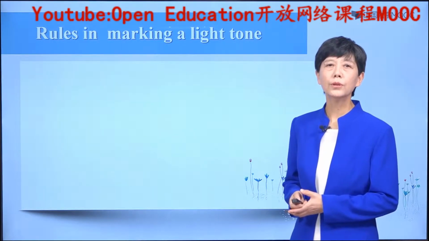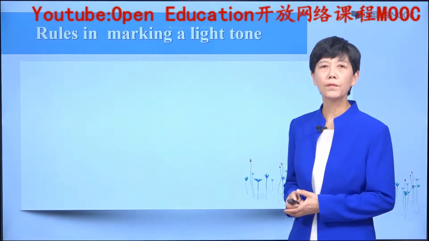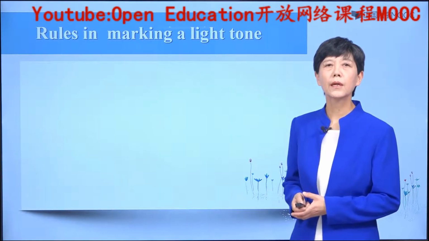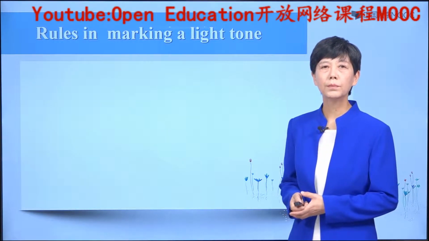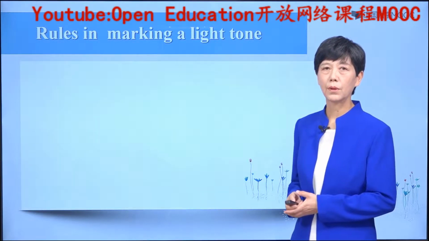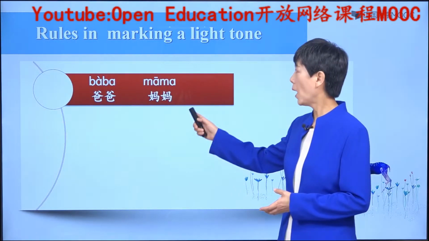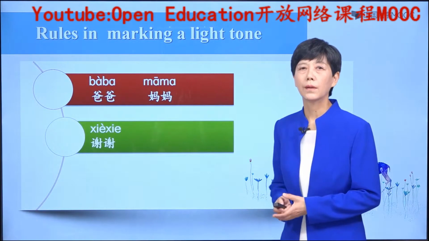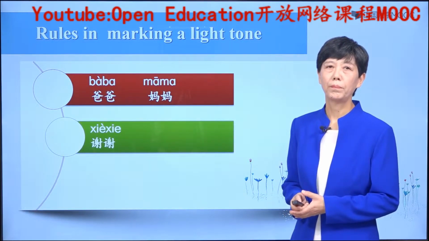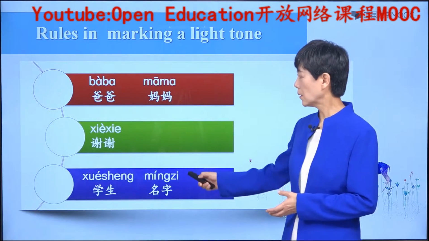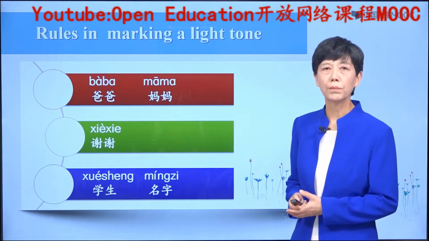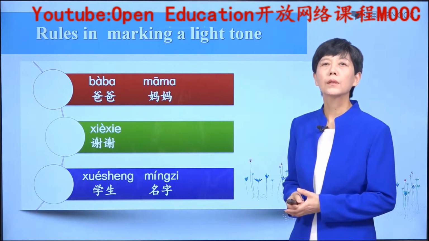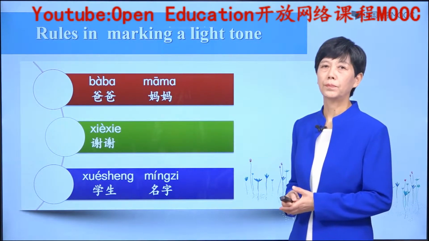First, you should know that the light tone is not the 5th tone of Mandarin Chinese. Most of the syllables that we mark light tone over them have original tones. For example, 妈妈, ma is the 1st tone. 谢谢, xie is 4th tone. 名字, zi is 4th tone too, etc. But they will lose the original tones sometimes in real speech.